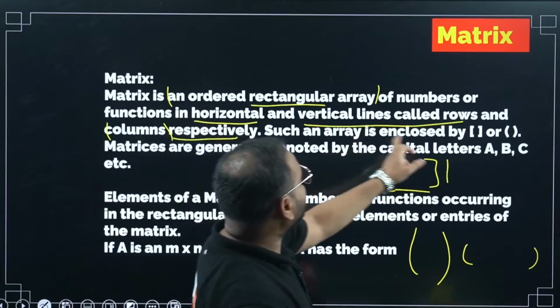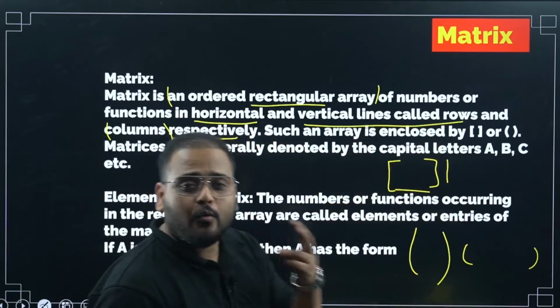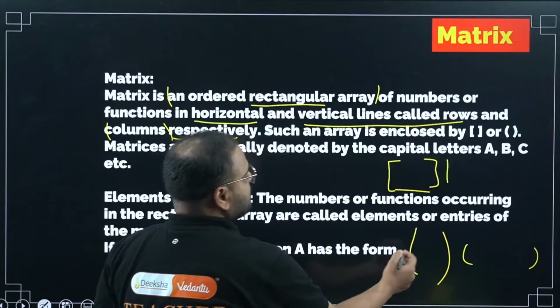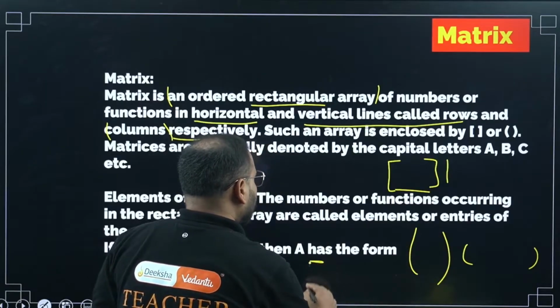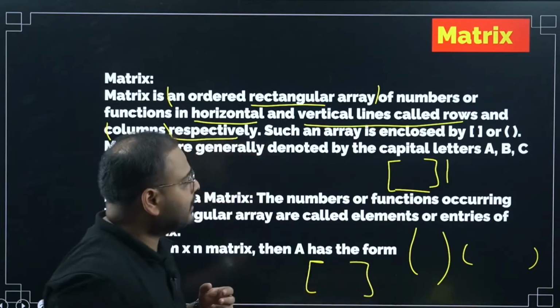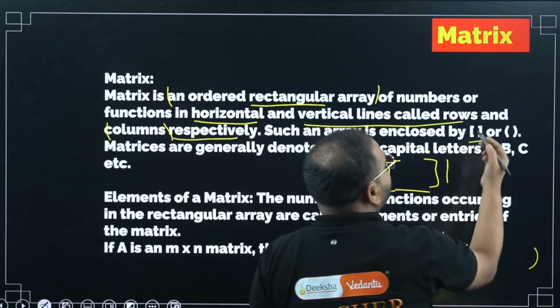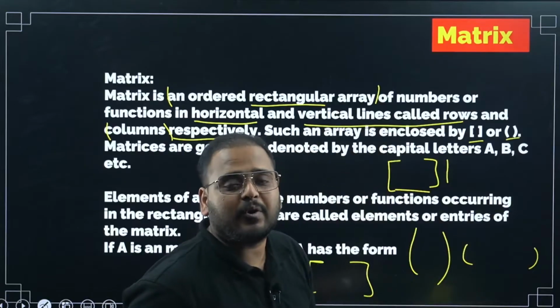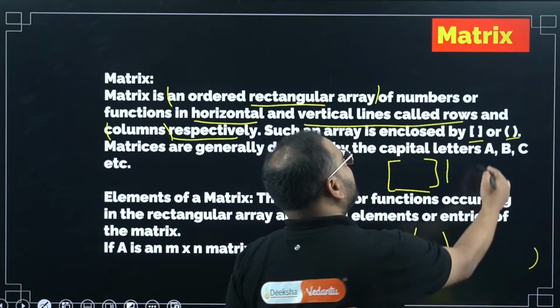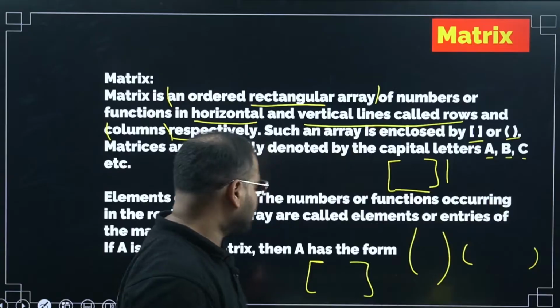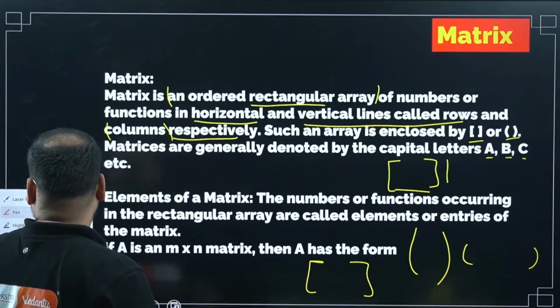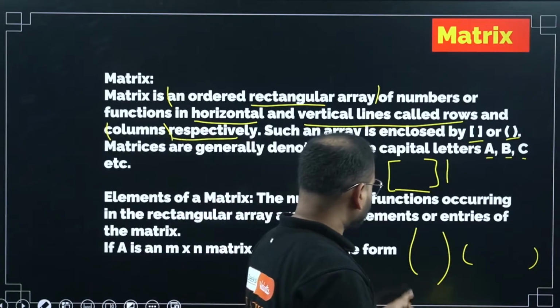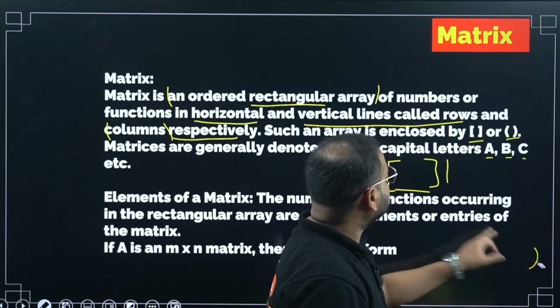Such an array is enclosed by brackets. We have two ways to represent a matrix: either I can use the small brackets, or I can use the rectangular or big brackets. I can use either bracket to arrange the data, and to give it a name, similar to sets, we write it as A, B, C like this. Let me erase this part. I can define a matrix like this.